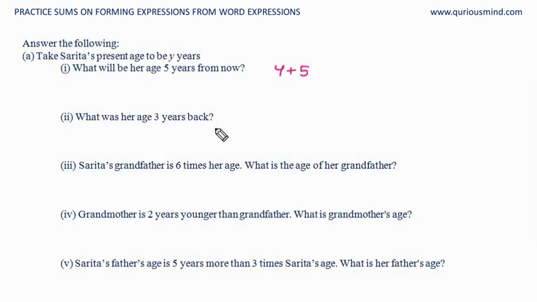What was her age 3 years back? Means 3 years in the past, which means from the current age we need to subtract 3. So y minus 3.